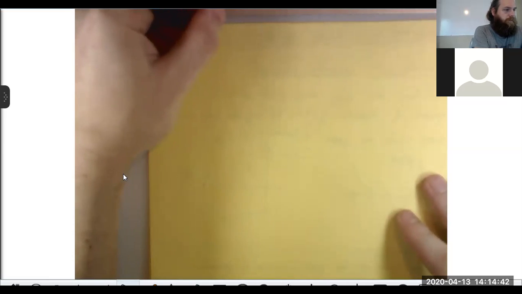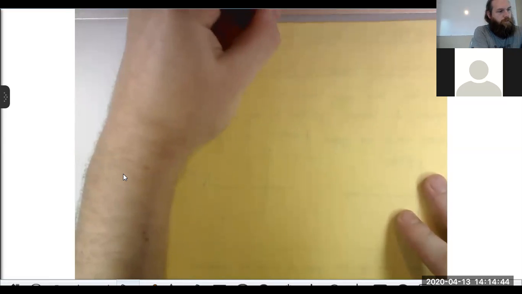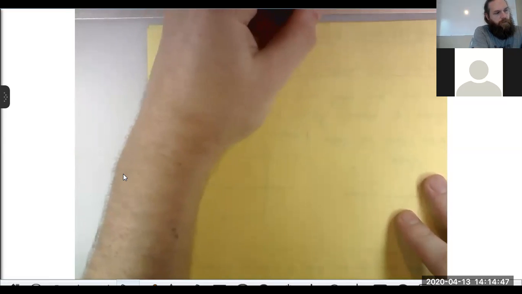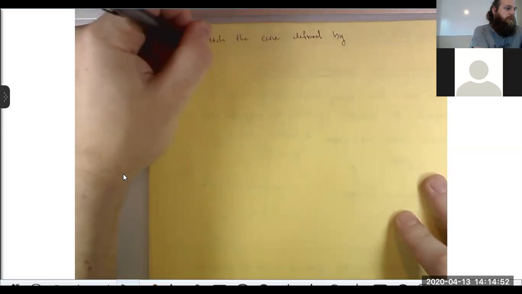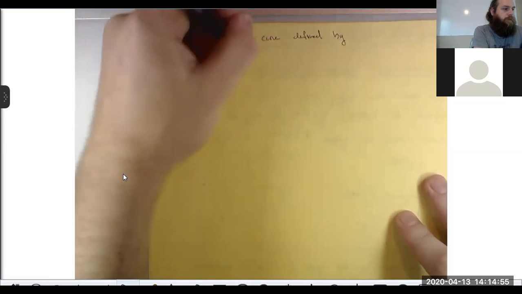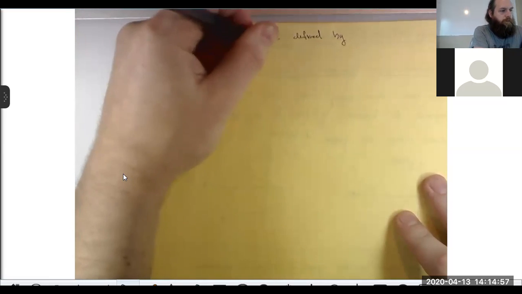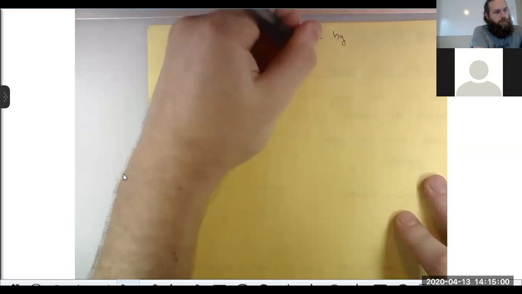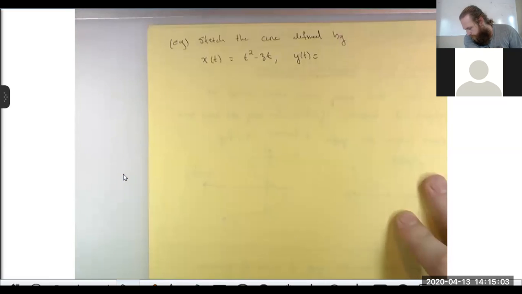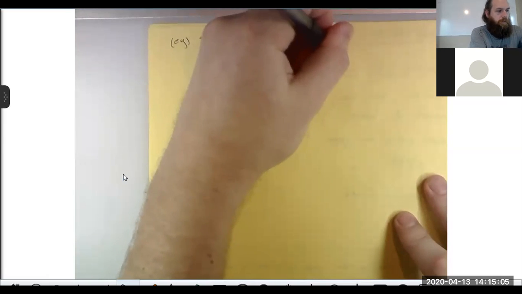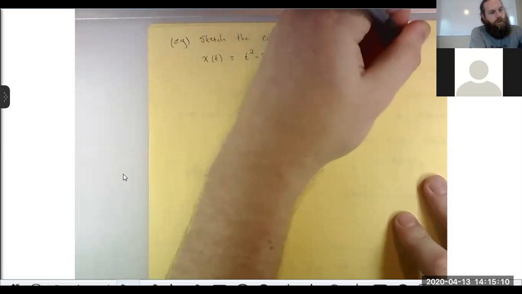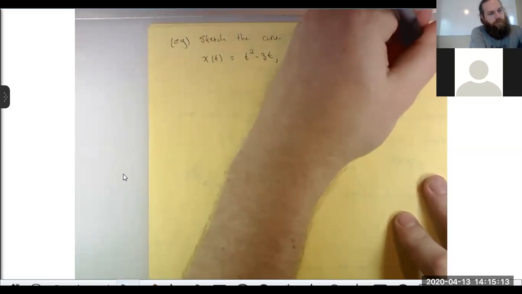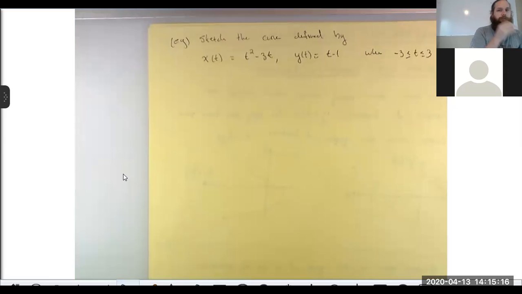We're going to sketch the curve defined by the parametric equations x of t equals t squared minus 3t, y of t equals t minus 1, where let's say -3 is less than or equal to t is less than or equal to +3. Let's do it like that.